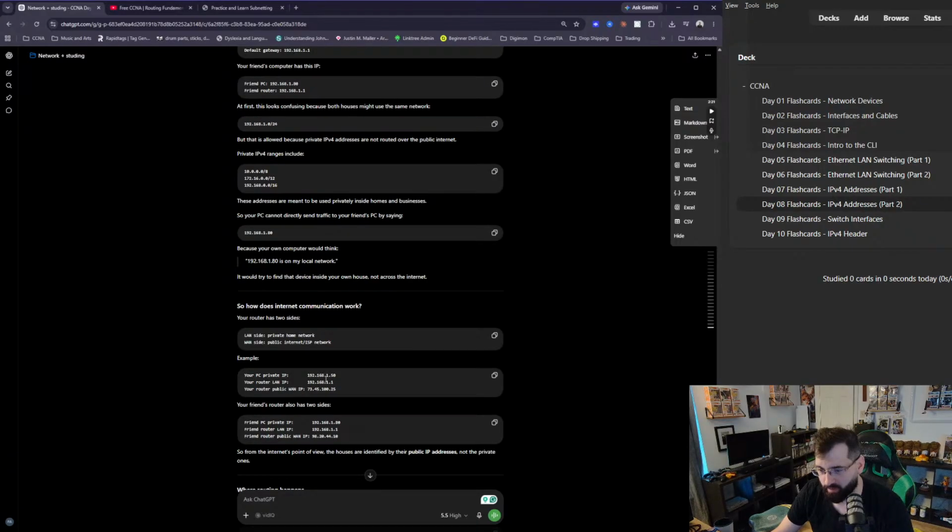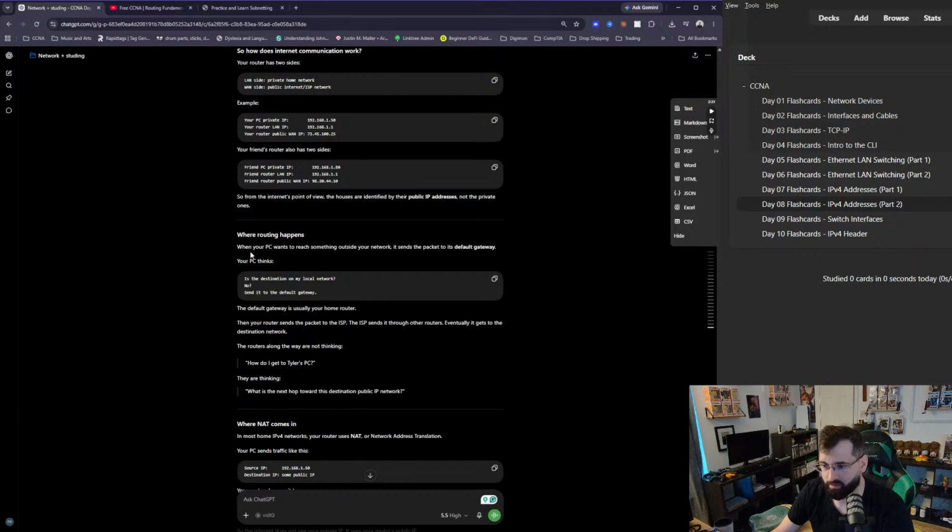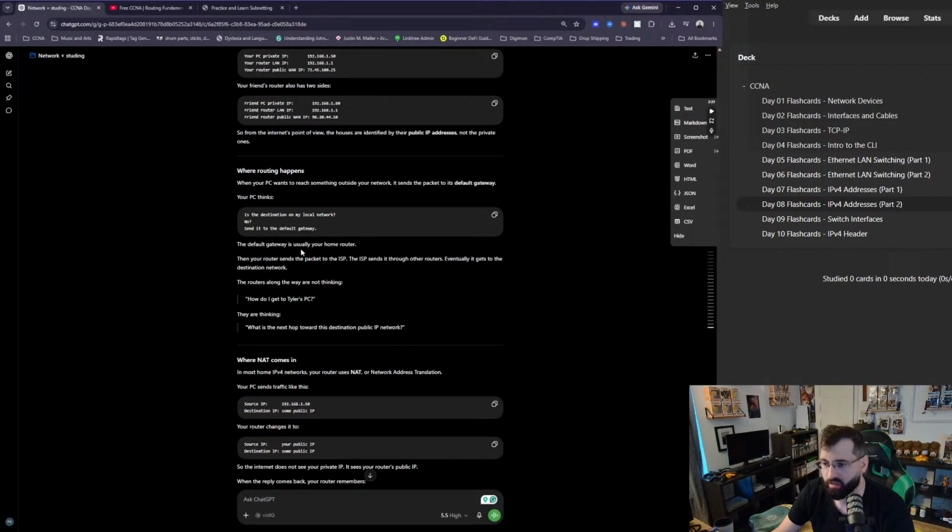So my PC has a private IP, your router has a LAN IP, and that's my default gateway. Your router also has a public WAN IP. Your friend's router also has two sides. This is where routing happens. When your PC wants to reach something outside of the network, it sends a packet to the default gateway. Your PC thinks, this is not the destination for my local network, so send it to the default gateway. The default gateway is usually your home router. Your router sends the packet to the ISP, which sends it through other routers to eventually get to the destination.